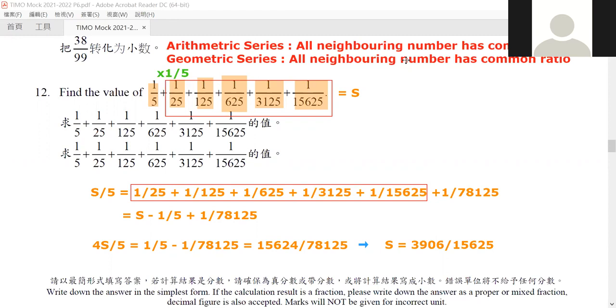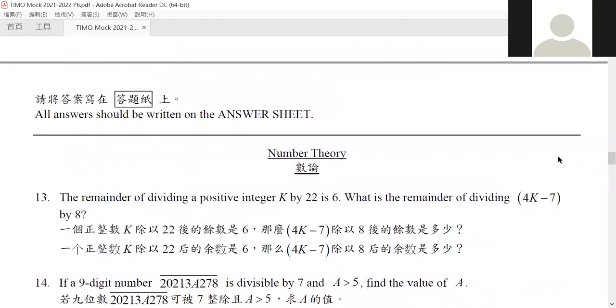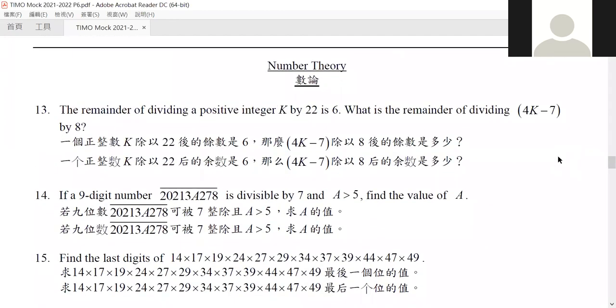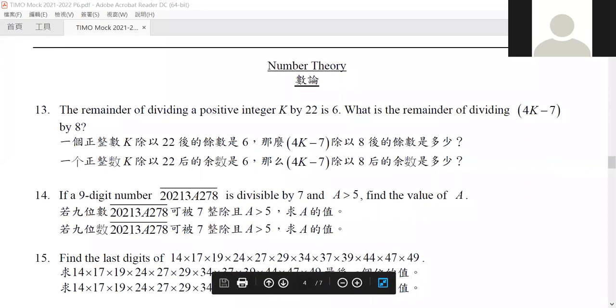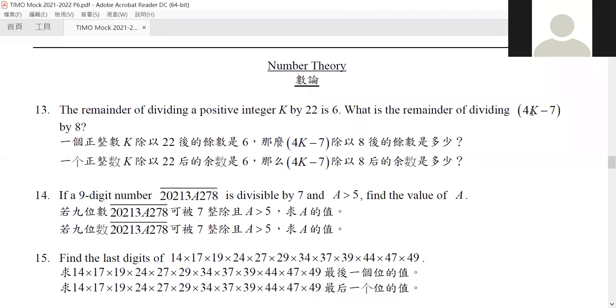So this is the end of part 2 of this paper. Is there a question? This is the end of part 2. If no, let's go to part 3, number theory. The remainder when a positive integer K is divided by 22 is 6. What's the remainder when 4K minus 7 is divided by 8?